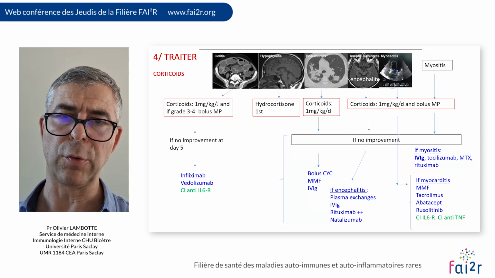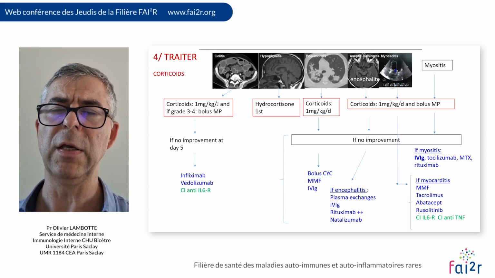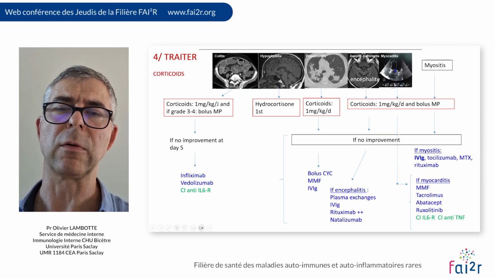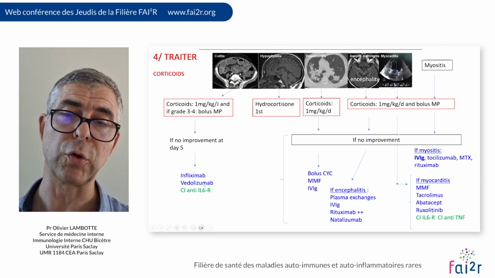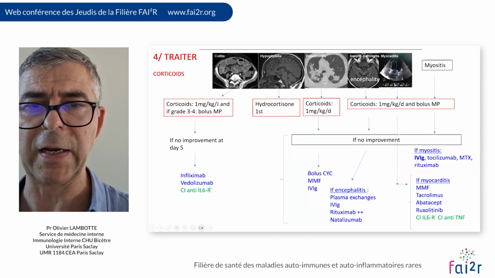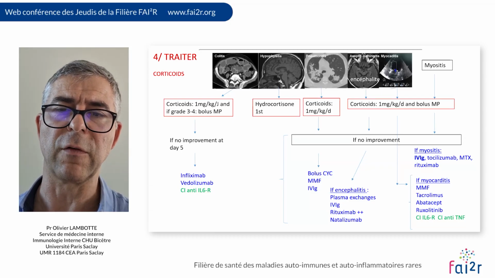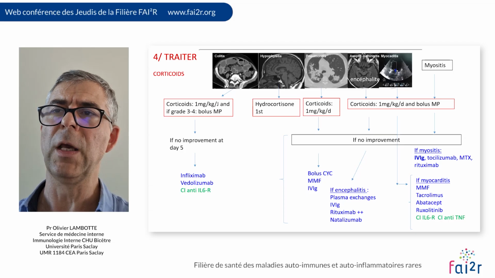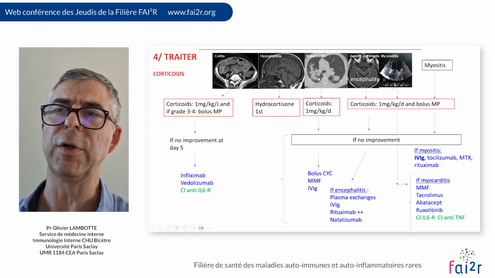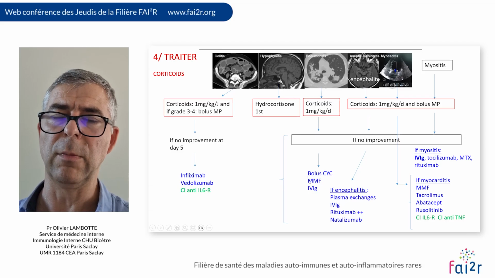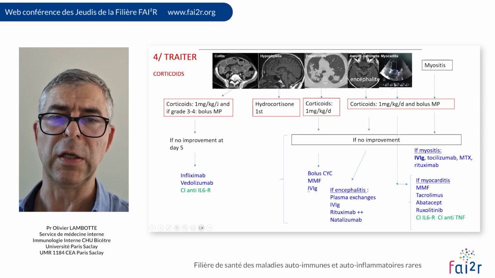What about the steroid unresponsive IRA? It's a difficult question. If you have colitis, infliximab and also vedolizumab are clearly requested. Avoid tocilizumab because of risk of gut perforation. In the setting of pneumonitis, we don't know. There are propositions about cyclophosphamide, mycophenolate mofetil, intravenous immunoglobulin.